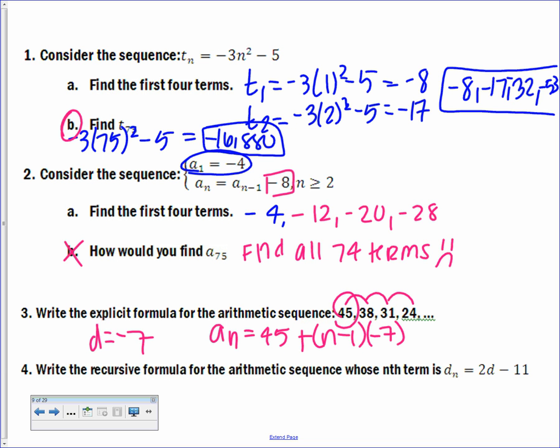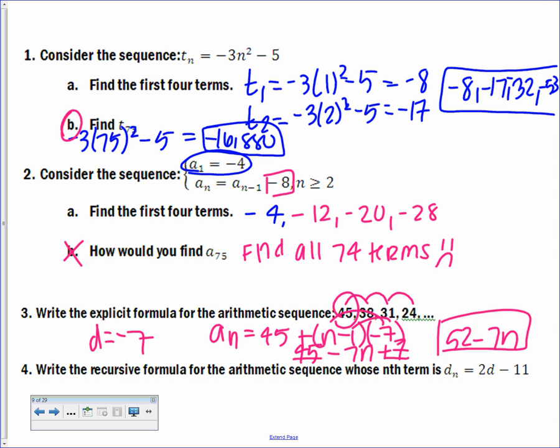From here, you need to be able to simplify it. So you need to distribute your -7: 45 minus 7n plus 7. Now put together your like terms. That should give you 52 minus 7n for your final formula. Again, all I did was distribute my -7 times the n, so I got 45 minus 7n plus 7, and simplified that.